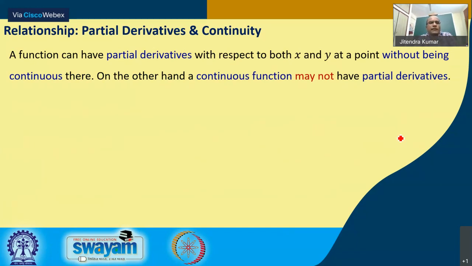The point here is that a function can have partial derivatives with respect to both x and y at a point without being continuous there. That is interesting, because this concept was different when we talk about the simple derivative in one variable and continuity. There, continuity is a must for the derivative. That means it is a necessary condition that the function must be continuous to have a derivative there. In the case of partial derivatives, it is not so. The partial derivatives can exist and the function may not be continuous. That is a very different topic compared to the one variable case you are familiar with.